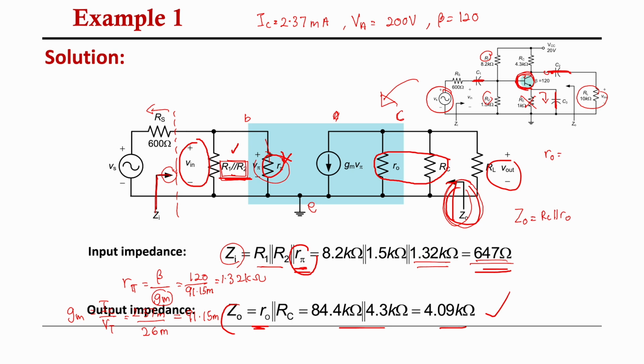How to calculate your R naught? R naught will be VA over IC. VA is given as 200 and IC is 2.37 milli. If we divide these together, we will get 83.39 kilo ohm. So in this case, we can find our Z out. Z out is going to be 4.3K in parallel with 83.39 kilo. You will get 4.09 kilo. All right, so this is the answer.